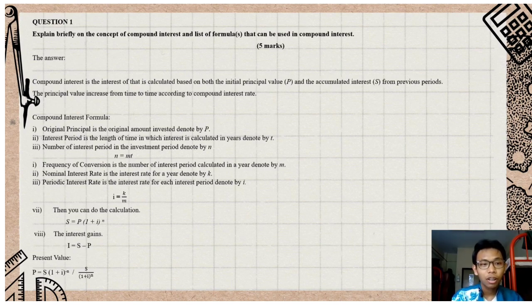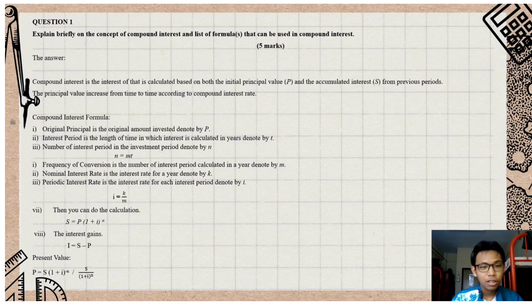The compound interest formula has a list of variables. The original principal, which is the original amount invested, is denoted by P. Interest period is the length of time in years, denoted by T. The number of interest periods in the investment period is denoted by N, where N equals MT. Frequency of conversion is the number of interest periods calculated in a year, denoted by M. Nominal interest rate is the interest rate for a year, denoted by K. Periodic interest rate is the interest rate for each interest period, denoted by I, where I equals K over M.